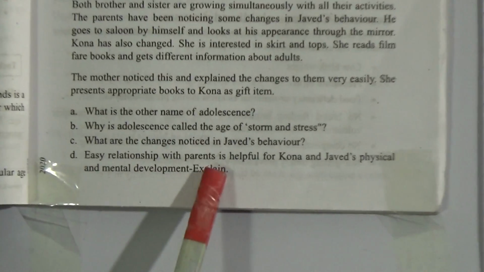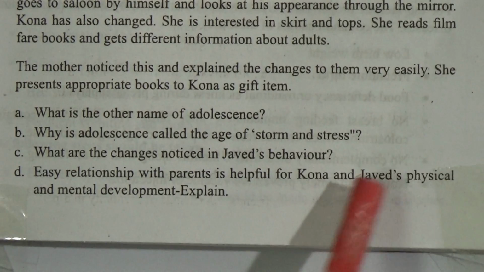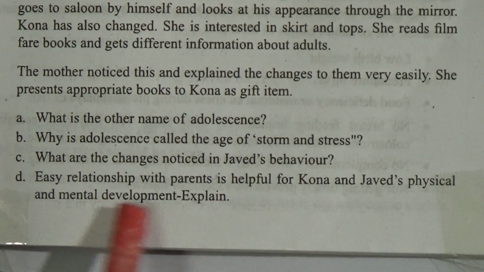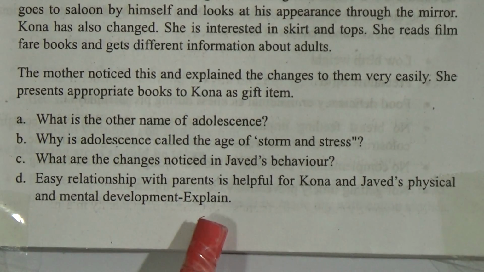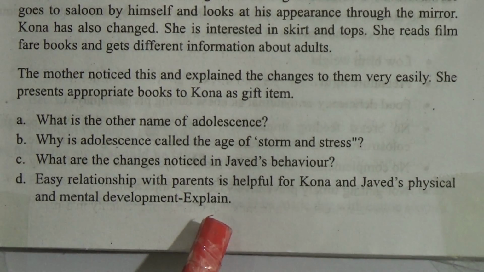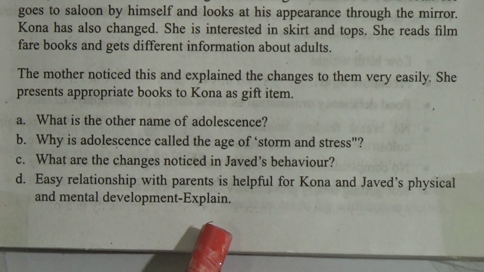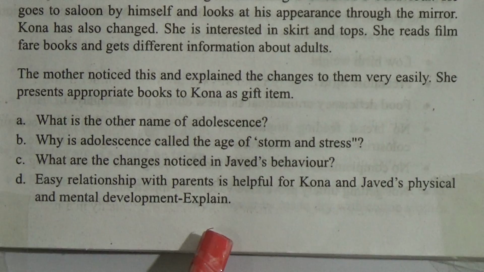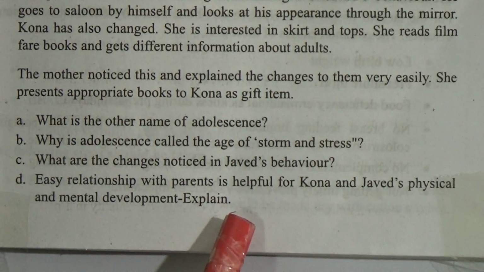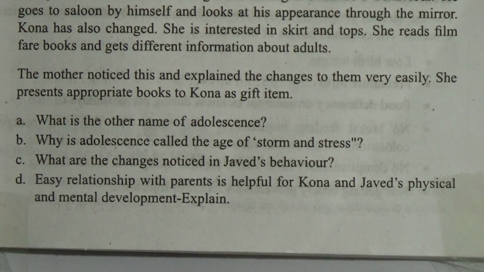Now our last question, question number D. Is the relationship with parents helpful for Kana and Javed's physical and mental development? Explain. So in this question, you have to write about the relationship of Kana and Javed with their parents. It will be helpful for their mental development. You have to explain. We can write Kana and Javed are in their adolescence.